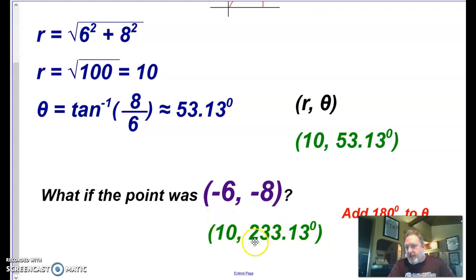The r value stays the same. Just add 180 to theta. So that's our answer if this was (-6, -8). You've got to be mindful, before you start, of what quadrant that rectangular coordinate is in before you answer these.